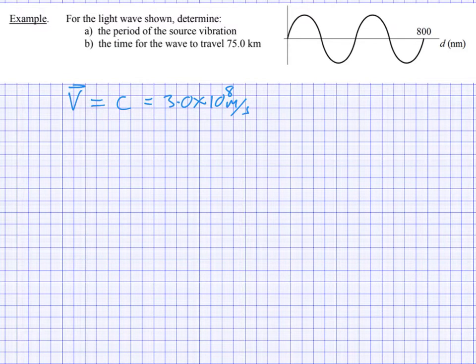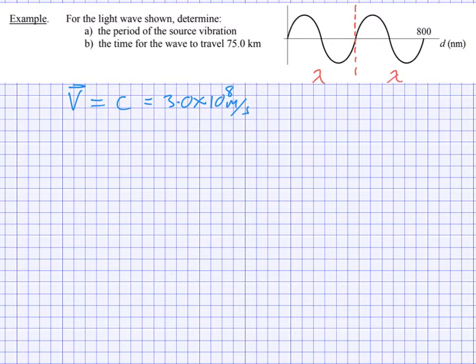What we need to do here is find out the period. In other words, how long it takes one full wavelength to pass a given point. So let's take a look at the picture. We're dealing with single wavelengths, so I'm just going to break this up into an individual wavelength. Hopefully you can see that this is a wavelength here, and this is a wavelength here.